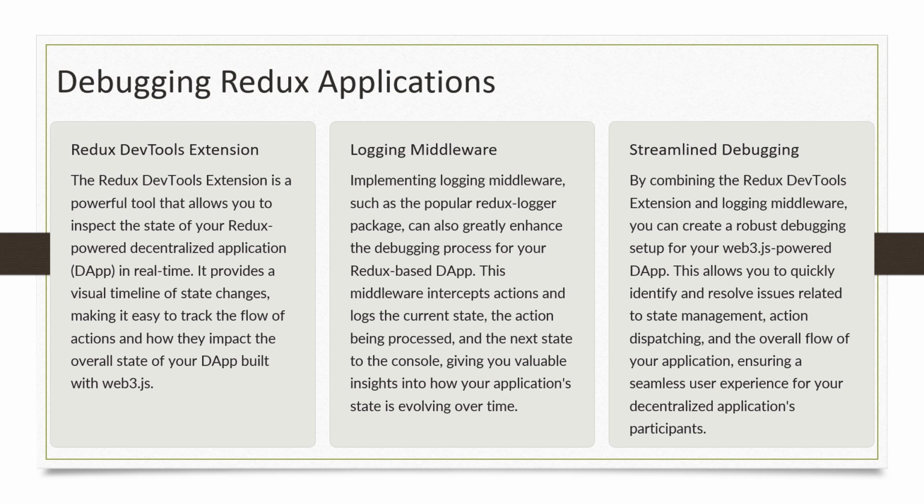Redux DevTools extension allows inspecting the state of your Redux-powered DApp in real time, providing a visual timeline of state changes. Logging middleware such as Redux Logger enhances the debugging process by logging actions and state changes to the console. Combining these tools creates a robust debugging setup for your DApp. You can use a code which we will discuss later for debugging.